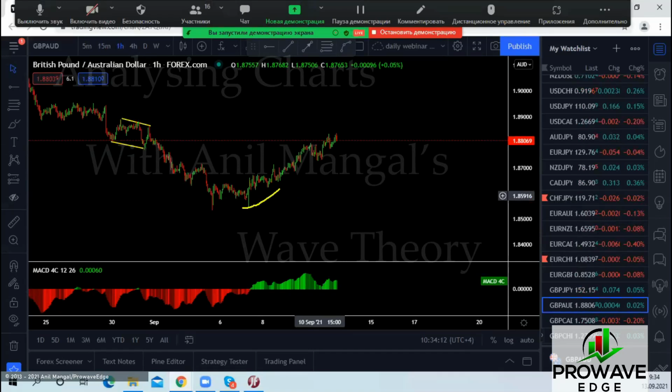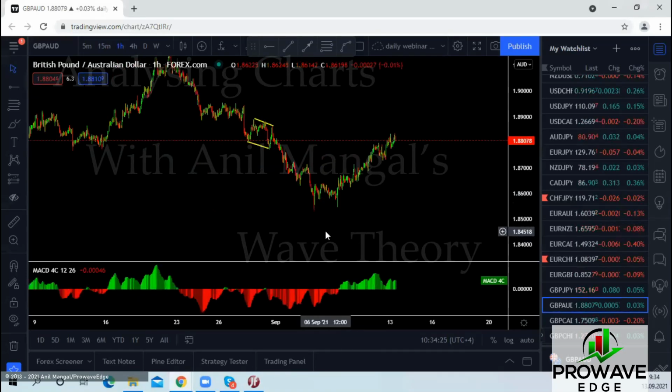This one is climbing up short time. So we'd have to wait for it to break this level before we look for any sells. There's no good sell setup, neither is any good buy setup in it. So just leave it for now.